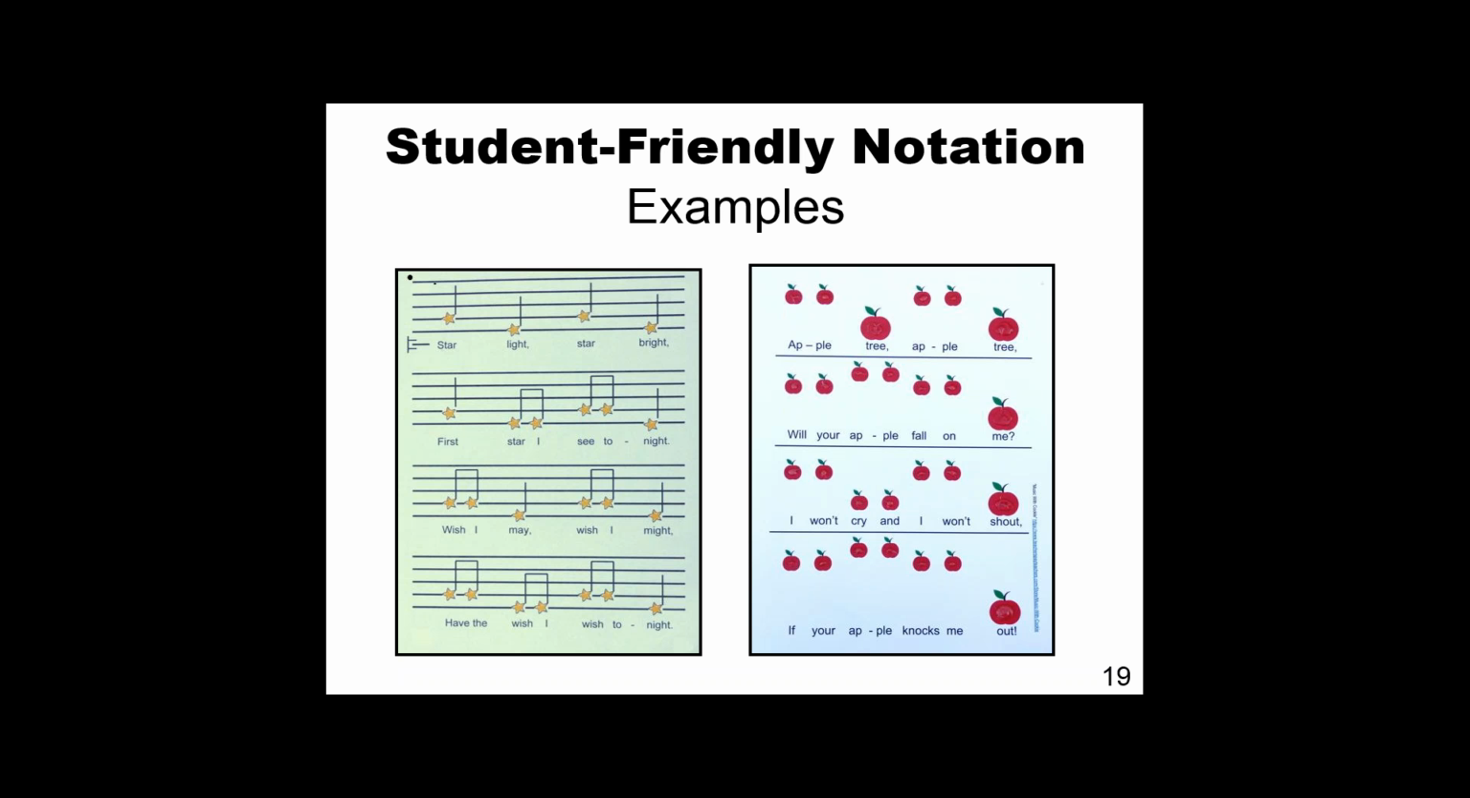And the apples once again correspond to both the pitch and the rhythm. So the higher the apple on the page, the higher in our voice. And then the lower the apple, the lower our voice. Once again, the bigger apples represent our quarter notes, and then our smaller apples represent our paired eighth notes.